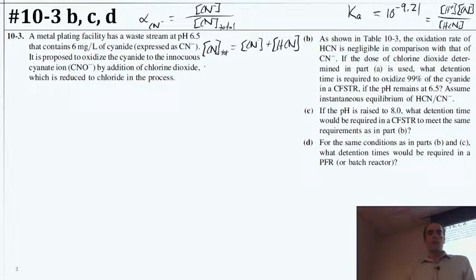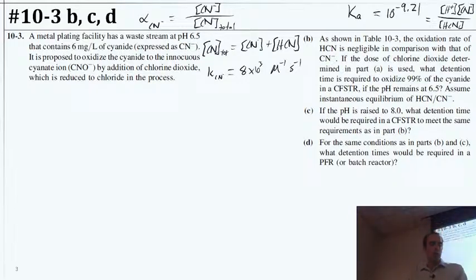The other thing we have from that table is the rate constant for CN minus reacting with our chlorine dioxide. This was from table 10.2. That is 8 times 10 to the third, so 8,000 per mole per second. It's a second order rate constant between our chlorine dioxide and the cyanide.